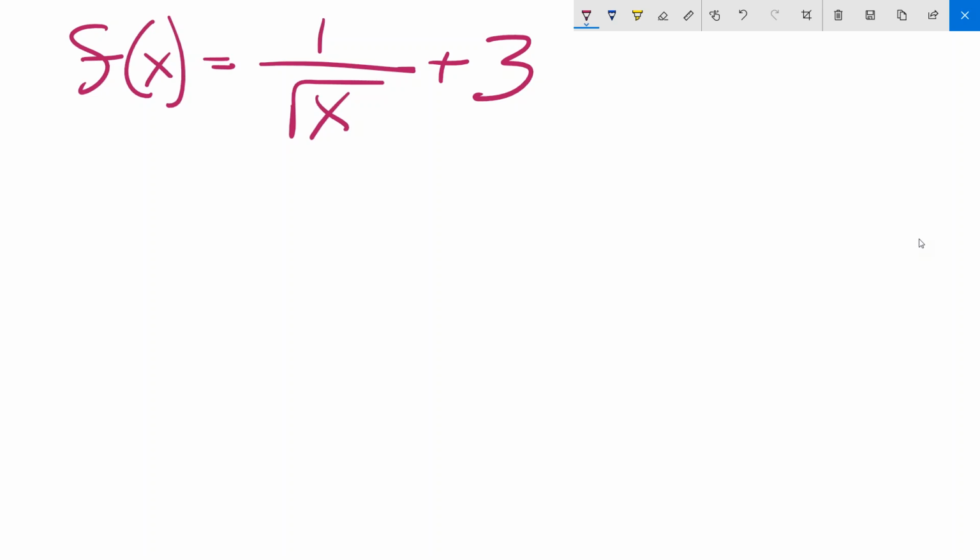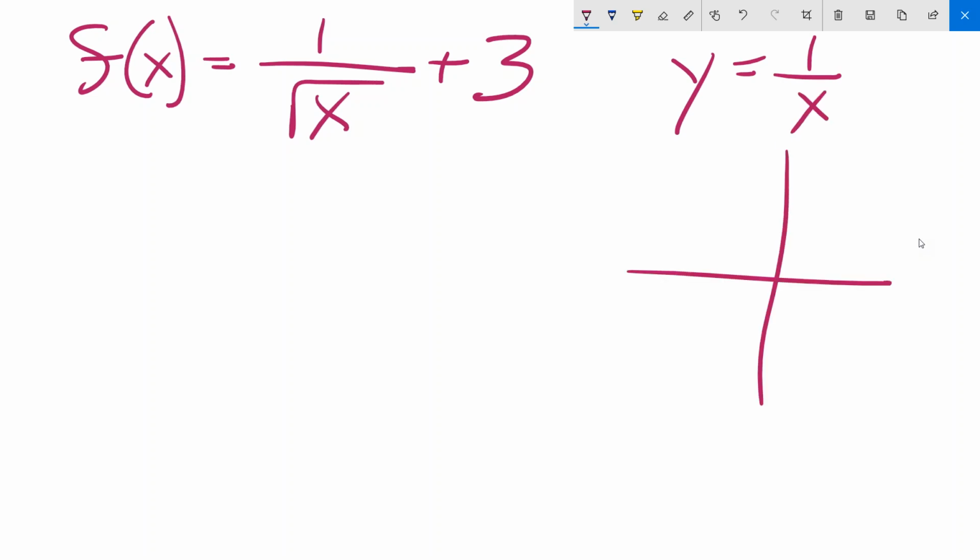Well, this would appear to be hyperbolic in nature. That, incidentally, is another elementary function, this right here, which graphs like this. However, again, this does not appear to be a transformation of that, because we have the square root of x in the denominator.